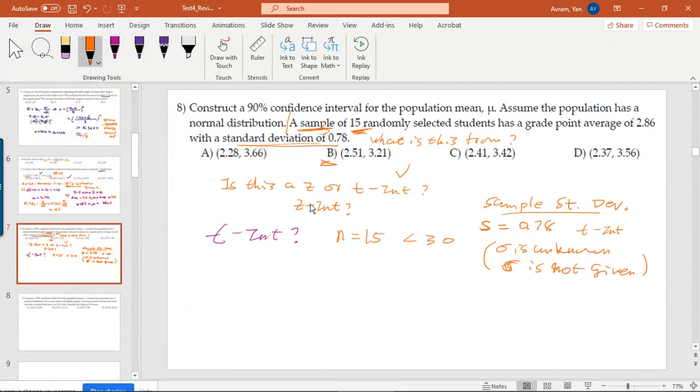You can either just mark your answer or write down your answer. That is how you calculate it here. So the key thing here is knowing this one is a T interval. Very, very important.